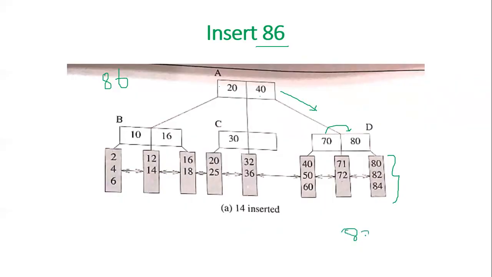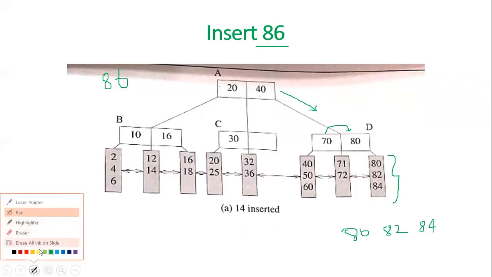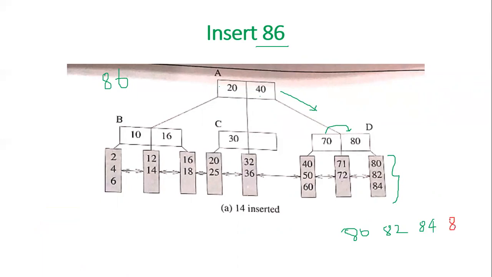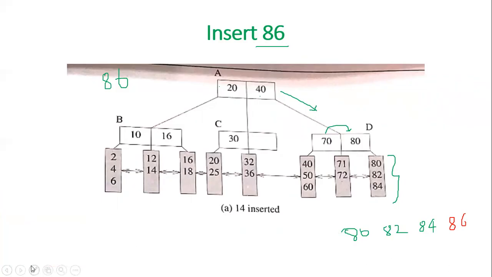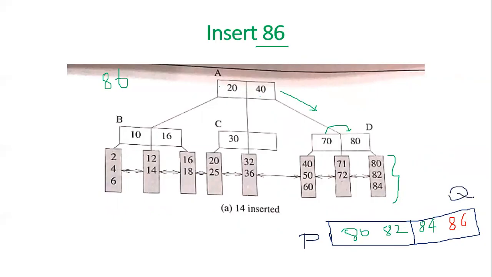So 80, 82, 84, 86. 86 is the new one, I'll mention it in a different color. But it is an overflow condition. Whenever there is an overflow, what should we do? We should split the node into two. One node contains the lesser key values, and the other node contains the larger key values. So this is P and this is Q.